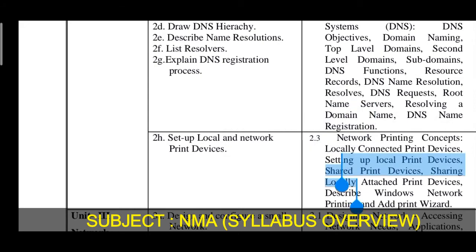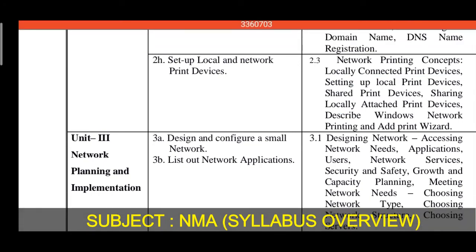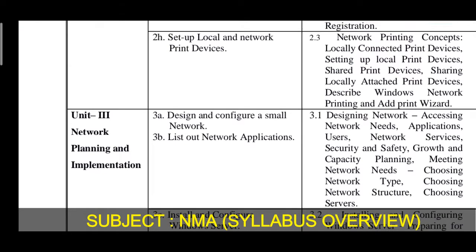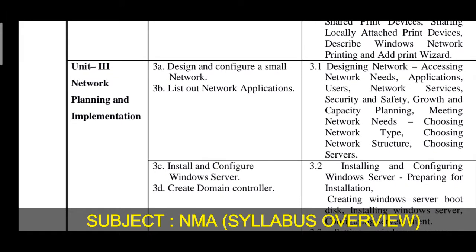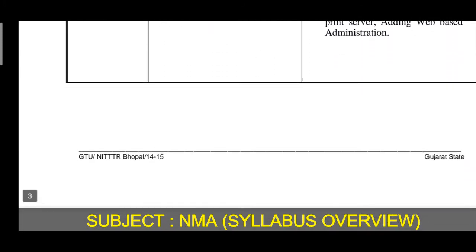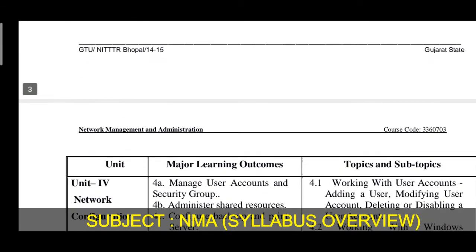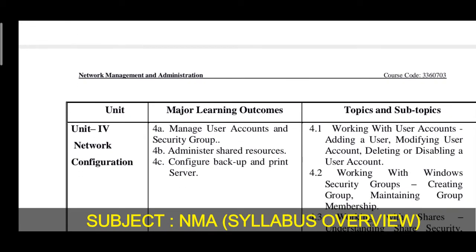Then unit number 3 is considered as network planning and implementation. Design and configure a small network, list out network applications, then install and configure Windows Server, then create a domain controller. Next, also included in chapter number 3 is printing devices administration with the WINS role. And then next, chapter number 4 is considered as network configuration.